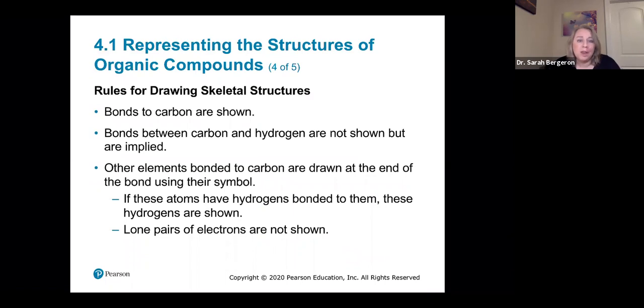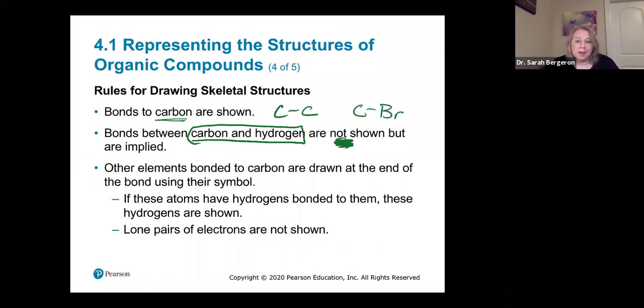We're going to show any bond to a carbon. So like carbon-carbon bonds, you're going to show. If you had carbon to like a bromine, you would show that. But you do not show bonds between carbon and hydrogen. These are not shown, but they're implied. They're there.